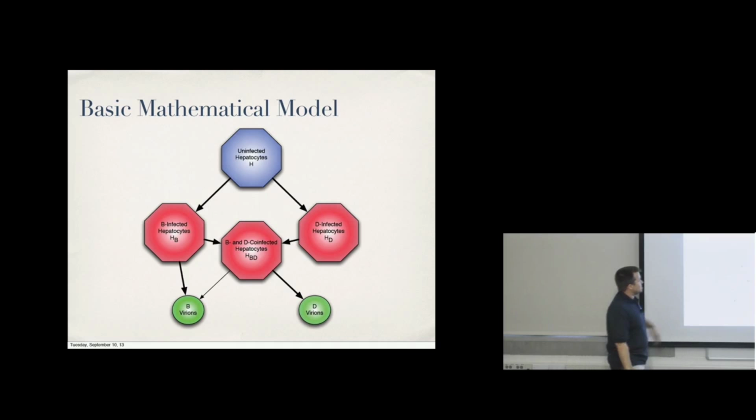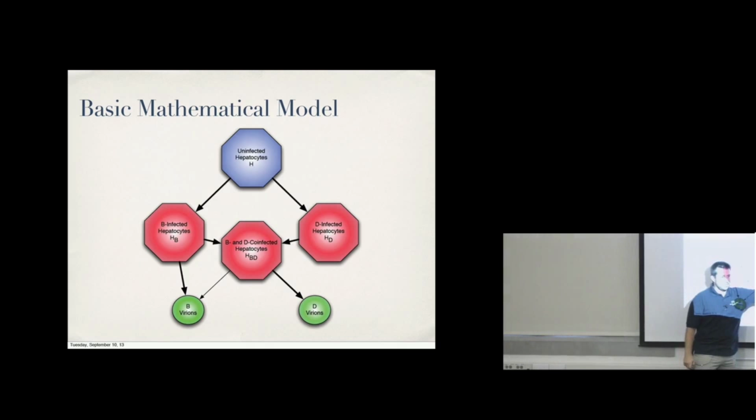So the basic system is you have your hepatocytes. They're uninfected. They can be infected with either one or the other type of virus, B and D, and then some of them are going to be co-infected with both. The co-infected cells can produce B virions, not very many of them because of the suppression by delta, and lots of delta virions. Right?